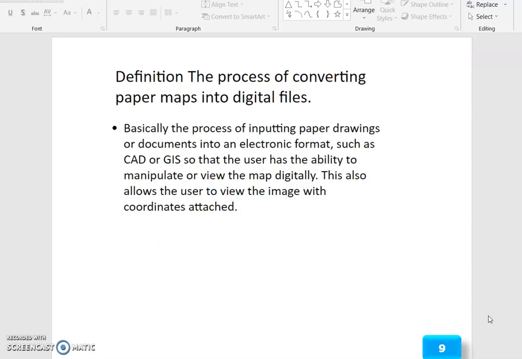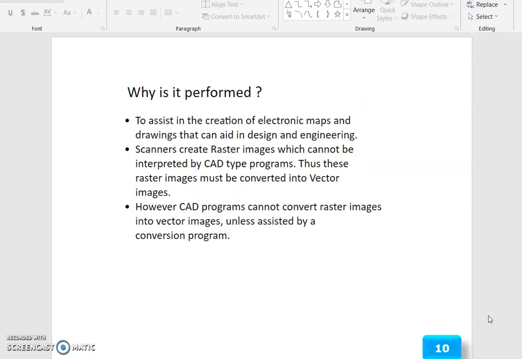The definition: the process of converting paper maps into digital files. Basically, it is the process of inputting paper drawings or documents into an electronic format such as CAD or GIS, so that the user has the ability to manipulate or view the map digitally. This also allows the user to view the image with coordinates attached.